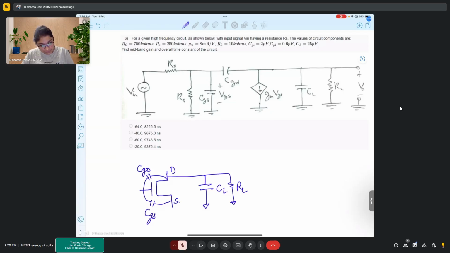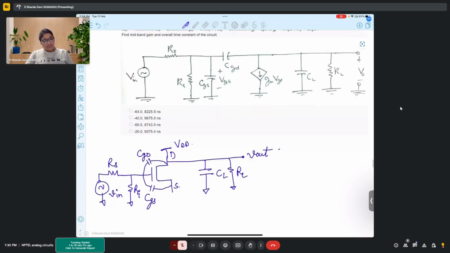In the gate you have a gate resistor and a source resistor. From here you are giving input, and here you are taking V out. Here you must have applied VDD. Okay, so this is somewhat how your circuit must have been drawn. So this circuit's small signal equivalent will look like this.